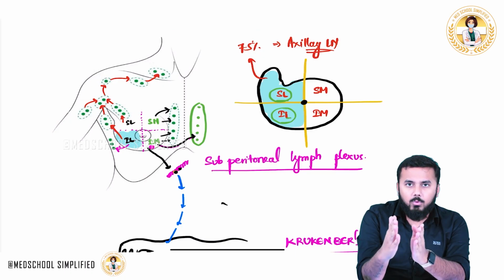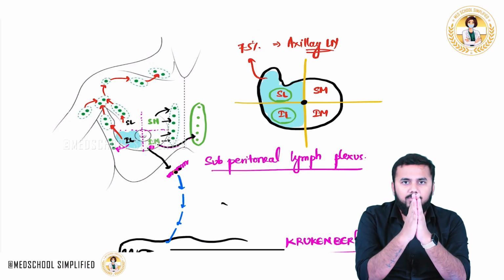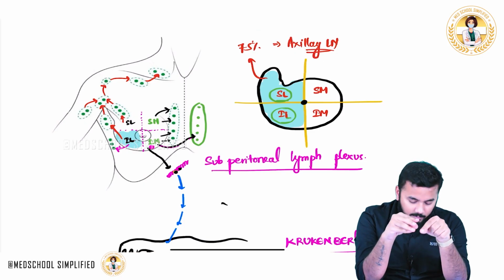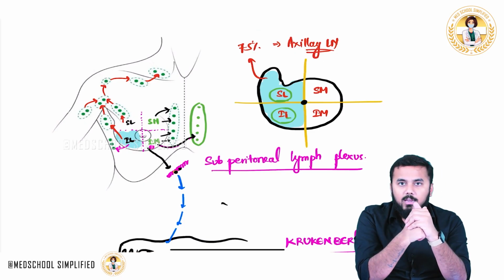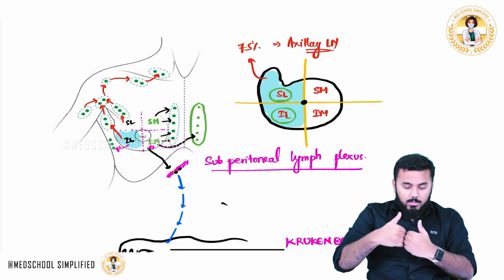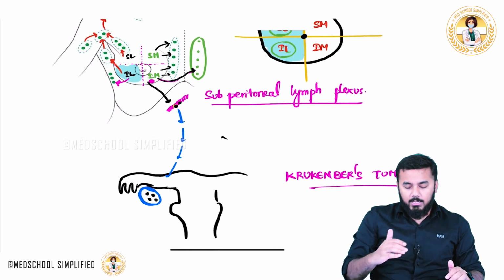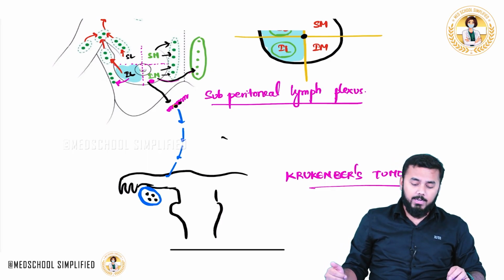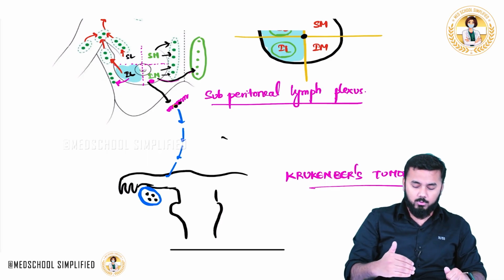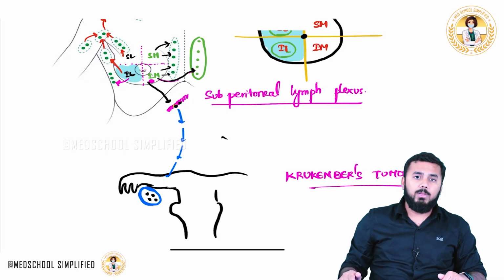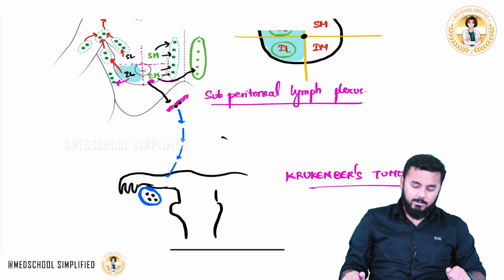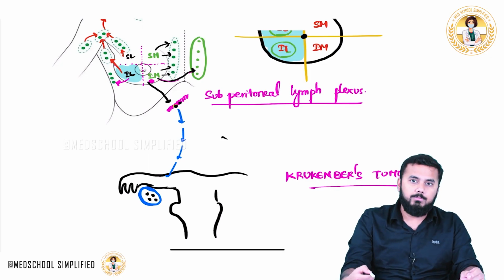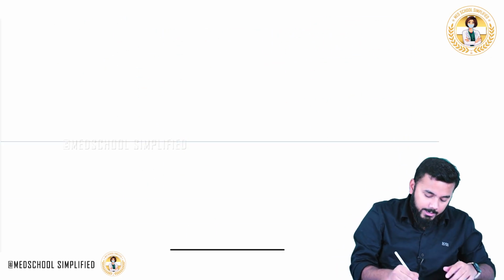Most of the medial quadrant will drain into internal mammary lymph nodes. But a little part of that, like what is that? Inferior medial quadrant will drain into the subperitoneal lymph plexus, and from there it drains overall into the ovary. This type of draining from the subperitoneal lymph plexus to the ovary is called intracoelomic. It crosses the coelom and then it enters inside. And if there is a tumor there, it will pass down onto the ovary, called Krukenberg tumor. Right?